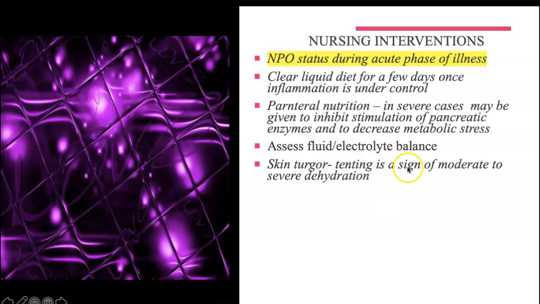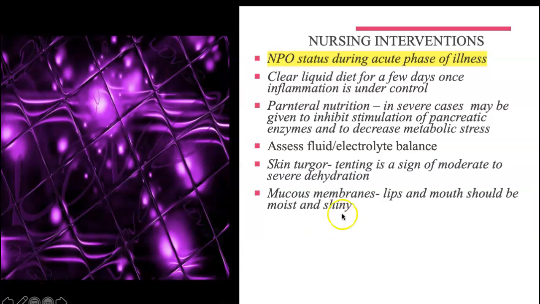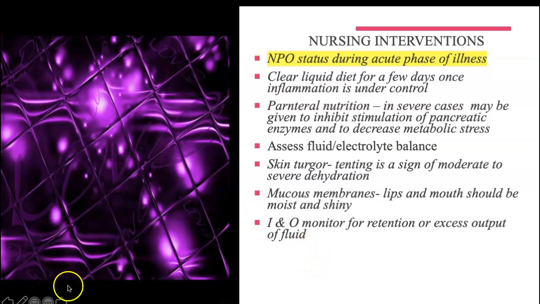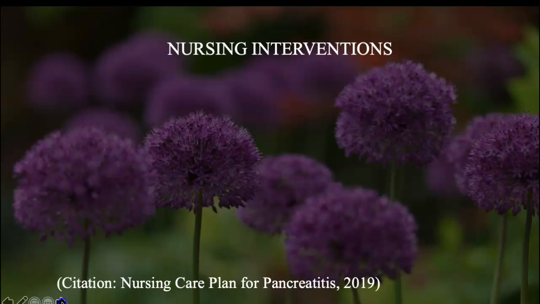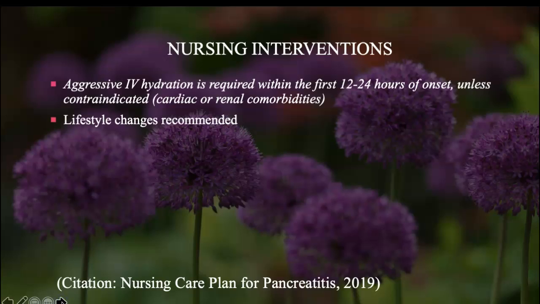Fluid and electrolyte balance is important, especially to check for signs of dehydration. Again, checking their mucous membrane for signs of dehydration, and their input and output. Patients should be encouraged to take in enough fluid, and if their renal function is unimpaired, then the output should indicate that. Aggressive IV hydration is required.